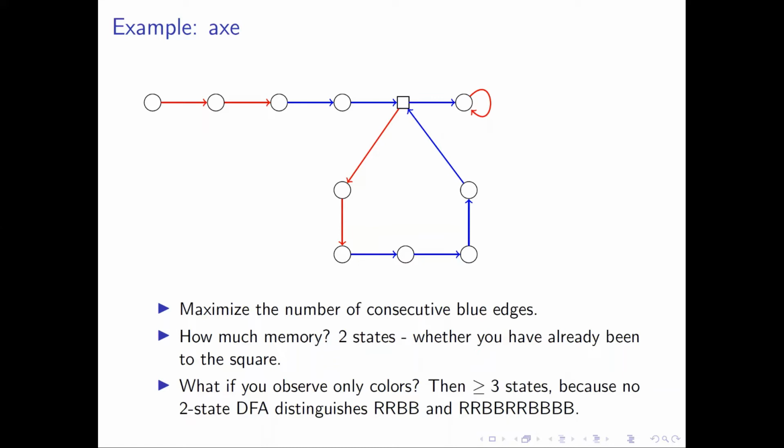So now we can see that the optimal way is to first go to the cycle from the square, and then when we return to the square, we have to go to the right, and then we will have 5 consecutive blue edges.